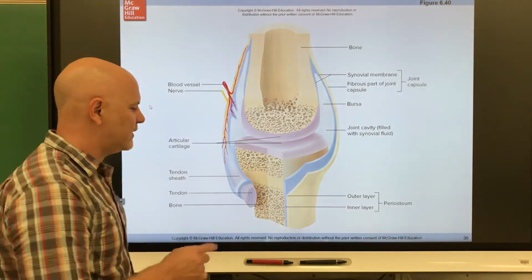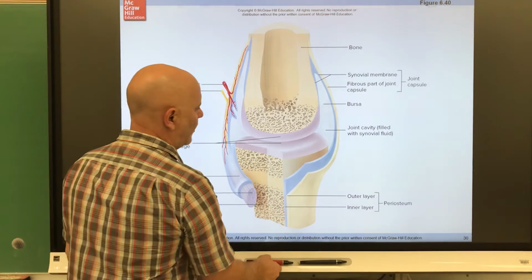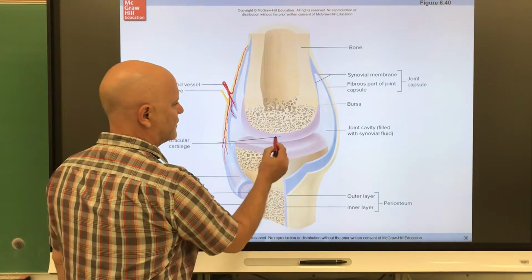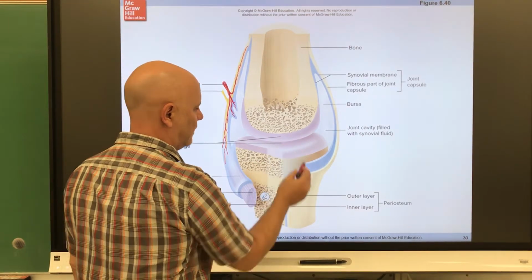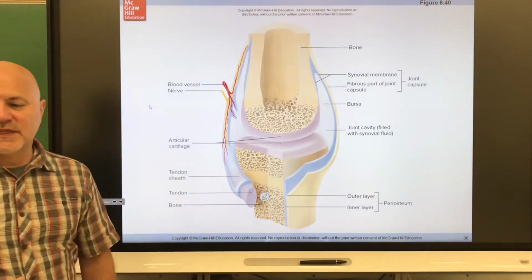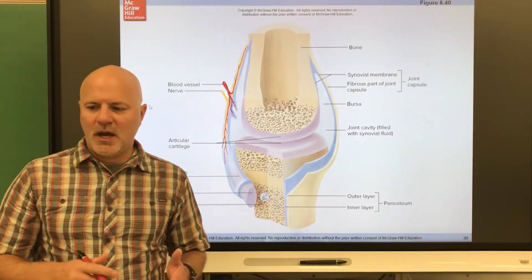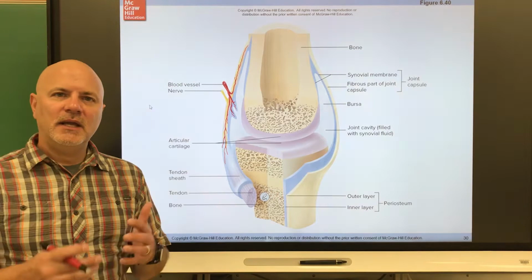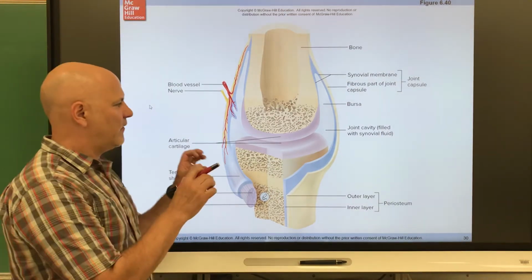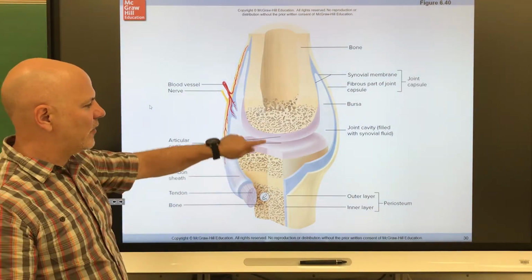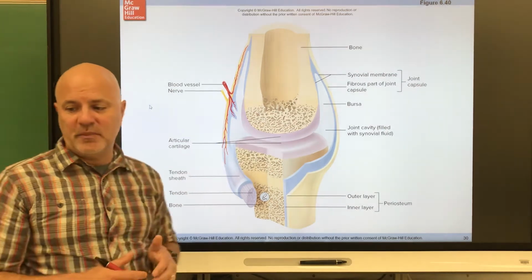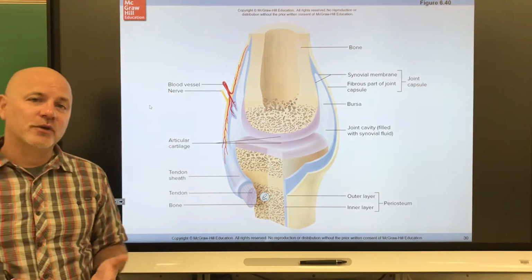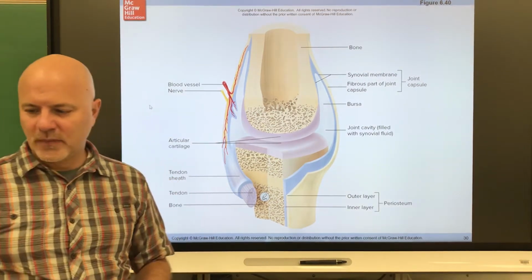When we look at the general structure of a synovial joint, we have the articular cartilage. This right here is the articular cartilage, there and there. This is a thin layer of hyaline cartilage that surrounds the ends of the bone. Whenever you have a movement there, it prevents bone from moving against bone. So it protects those bones, and it also reduces friction between those bones.